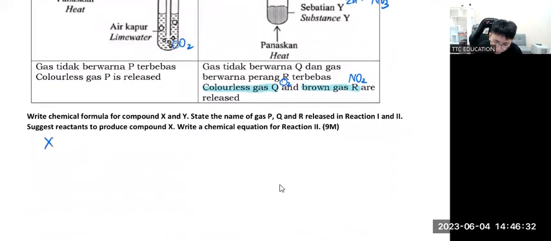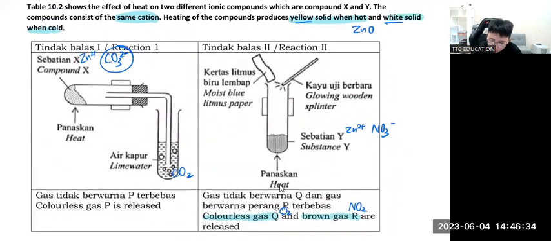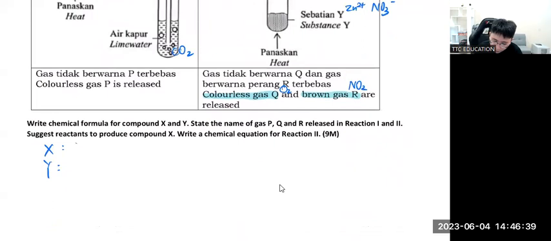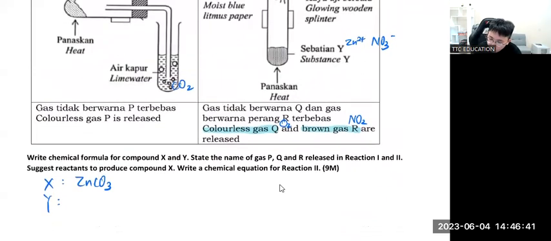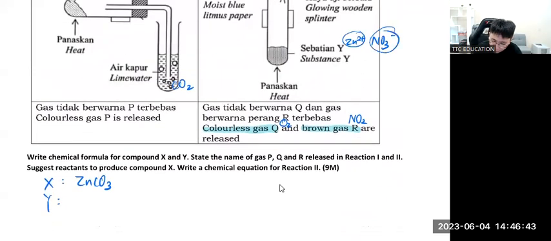So we know that X is Zn2+ and CO3 2-. So combine them, you're supposed to get ZnCO3. And now Y is Zn2+ and NO3-, so it's Zn(NO3)2. 2 marks. Okay. And then name gas P, Q, R.